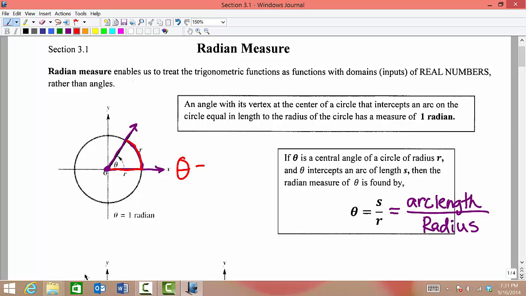So theta is equal to the arc length, which for this example is r, divided by the radius, and if the arc length is equal to the radius, then r divided by r would give us 1. So we would say that that is 1 radian. So now we define radians as the arc length divided by the radius, and that is how we will measure our angles in radians.